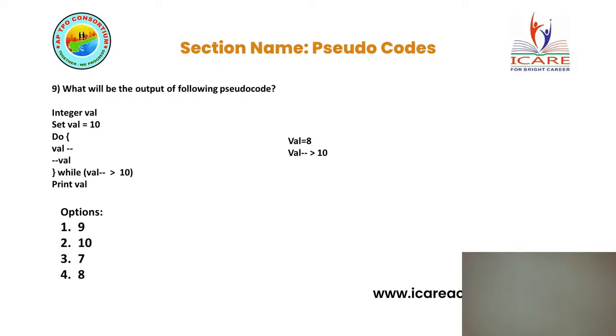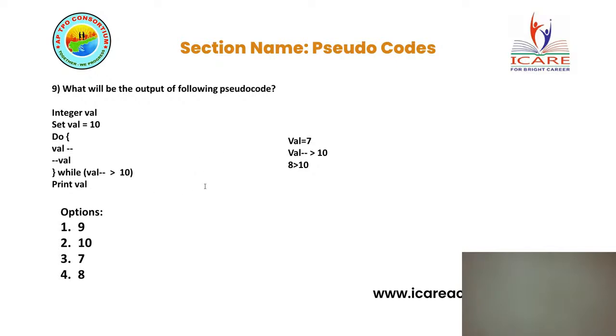So val value is 8. So 8 greater than 10. But there is a decrement operator, val minus minus. The value 8 becomes 7 afterwards. So 8 greater than 10, condition is false. So 8 is less than 10. The condition is false, so it will not go again to the do loop.